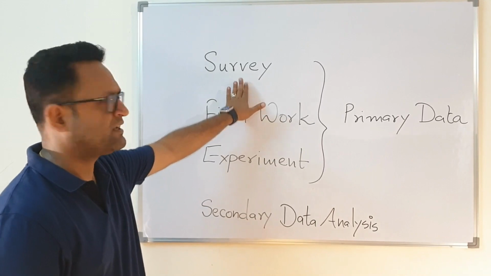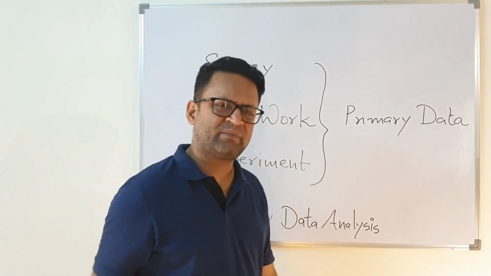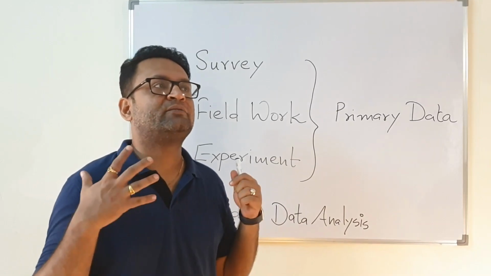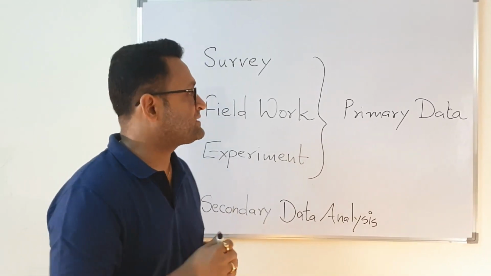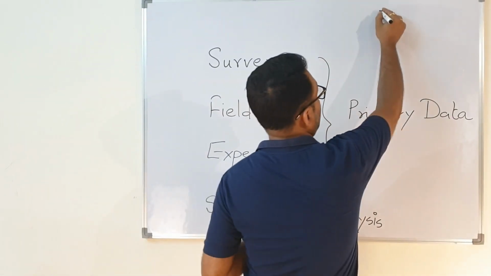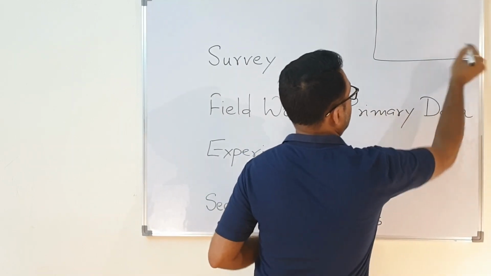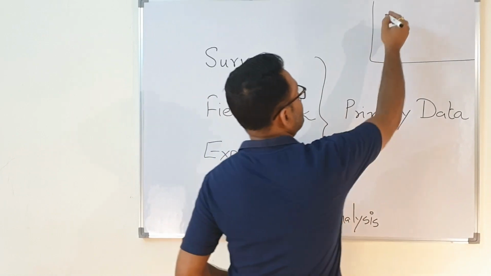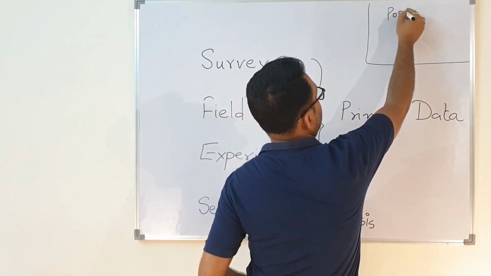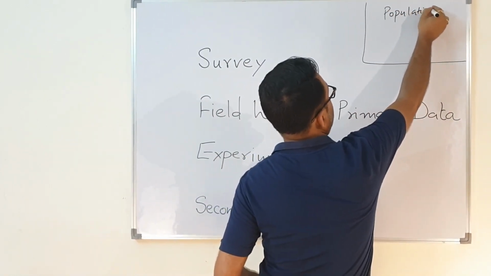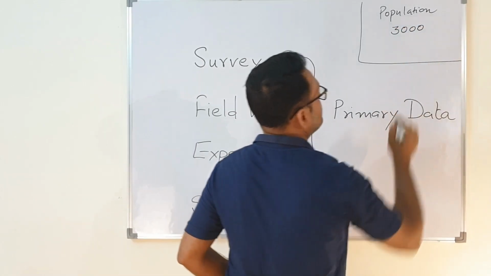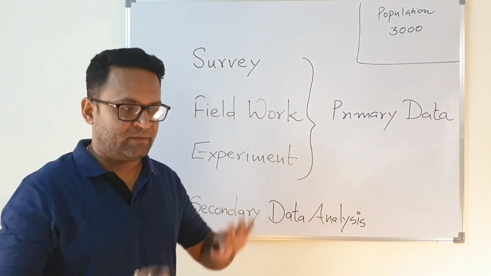The first thing is the survey method. Now, what is the survey method? We understand, but still, we will have a cross section of the population. What does it mean to have a cross section of the population? Suppose there is a population of, say, a village which is around 3,000.